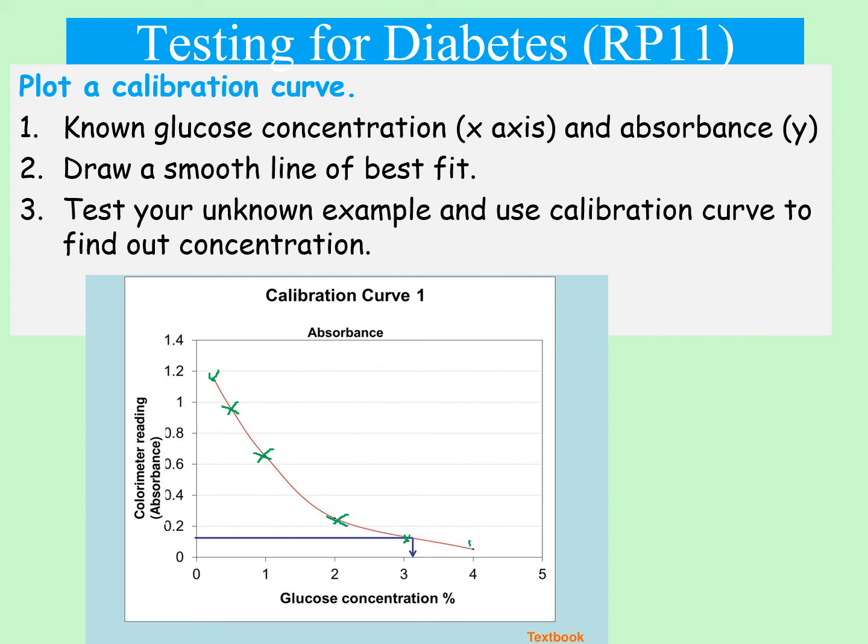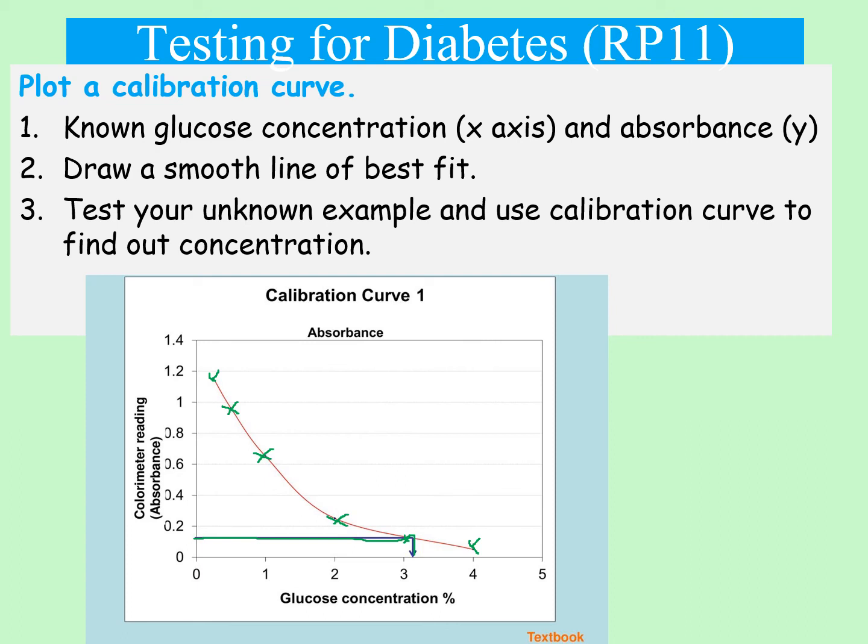Okay, so I've done all these different concentrations, and then I would do my unknown sample. I would realize my unknown sample in this case has got this much absorption. I would draw a line across and see that it's just above 3, so maybe 3.2% glucose concentration in this graph.